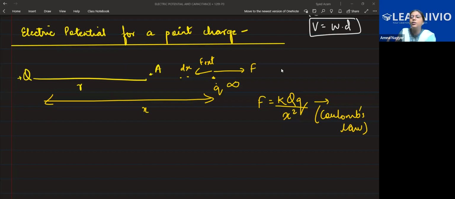So K capital Q small q by x square. This is the Coulombic force. So we have got our force. Now this is the force. When we use the electric potential, what did we study? That this is the force by the external agent.